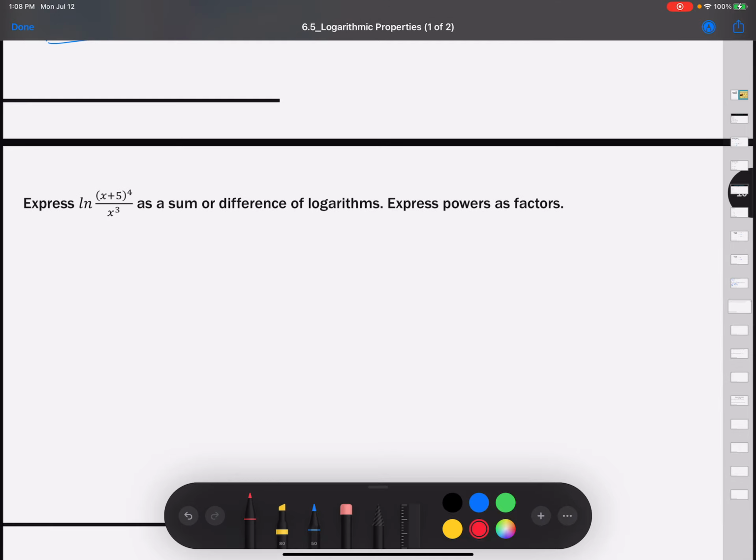Express natural log of x plus 5 to the power of 4 divided by x cubed as a sum or difference. So now there's division here, so we're going to use property number 7, okay? So we're going to use property number 7 to write it as a difference. So it's going to be natural log of x plus 5 to the 4th minus natural log of x cubed. So that's property number 7. Now we're going to use property number 5 to write the powers as factors. So it's going to be 5 natural log of x plus 5 minus 3 natural log of x.